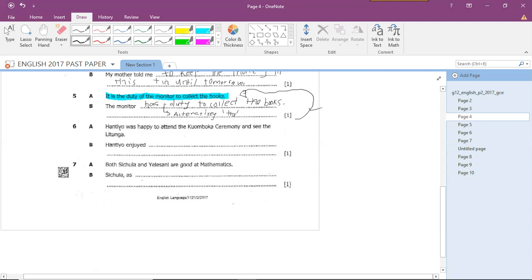So Hantilio was happy to attend the Convoca ceremony. So this is the subject, and they've added the subject there, all right? So Hantilio was happy to attend the Convoca ceremony and see the Litunga.